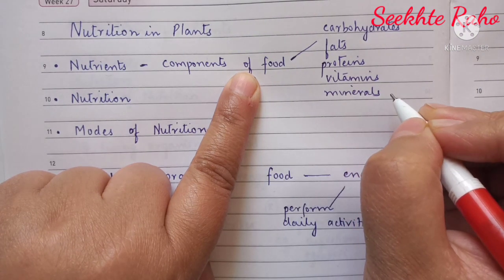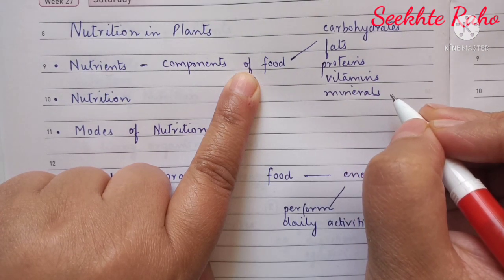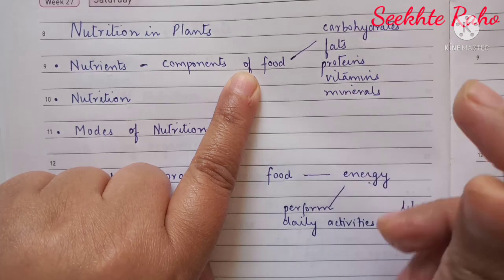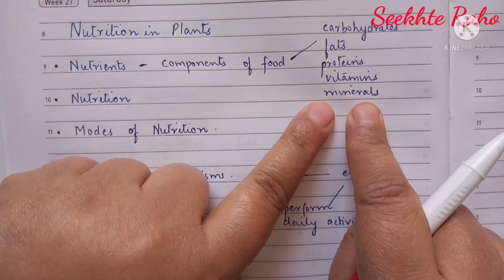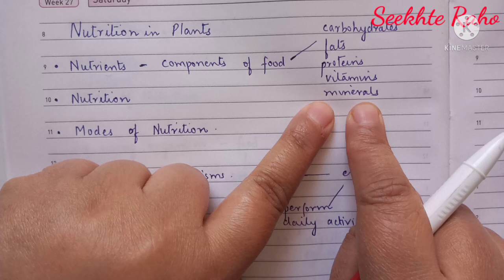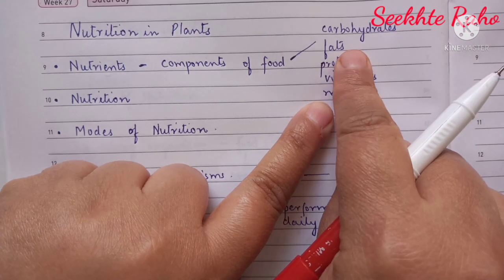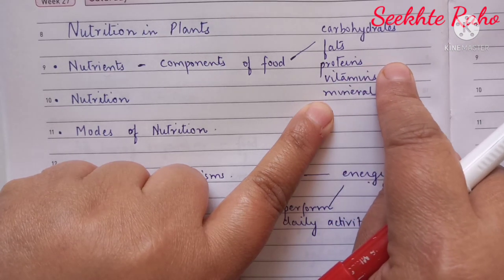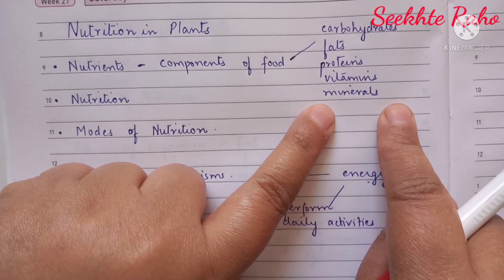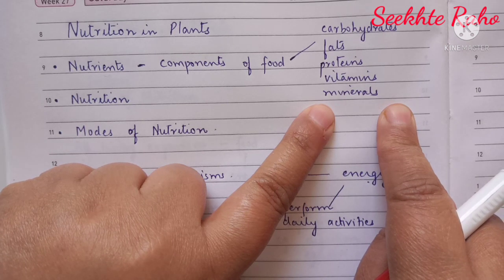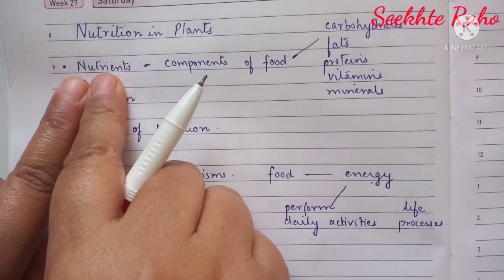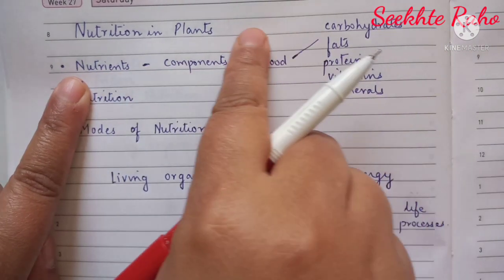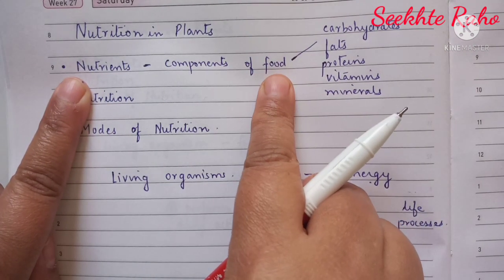Vitamins and minerals, they are needed in very small quantity. They protect us from diseases. Right? So carbohydrates and fats are energy giving food, proteins repair damaged parts, vitamins and minerals protect us from diseases. So all these are nutrients, that is components of food.